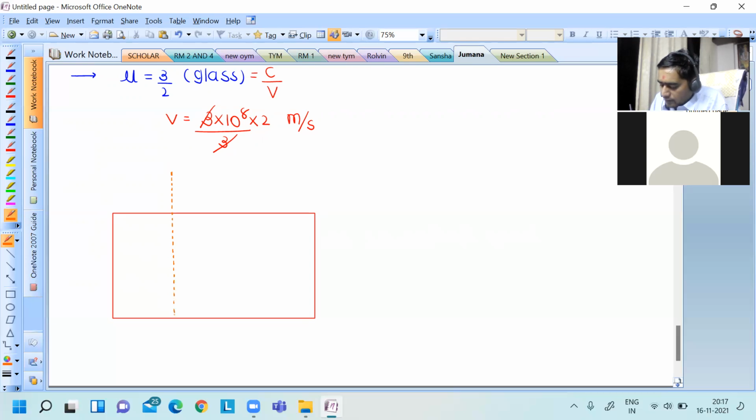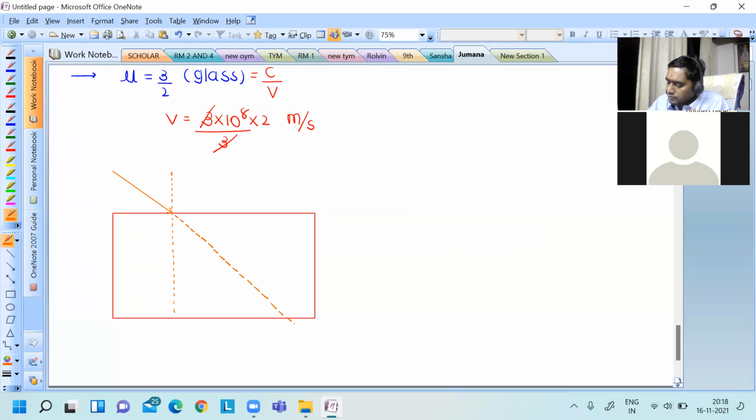So here I have a rectangular glass slab. Now if I draw an incident light here, it is definitely going to bend, and always remember that it bends towards the normal. If you don't have any information regarding the mediums, then always consider that light is passing from a rarer to a denser medium. That is our general scenario.